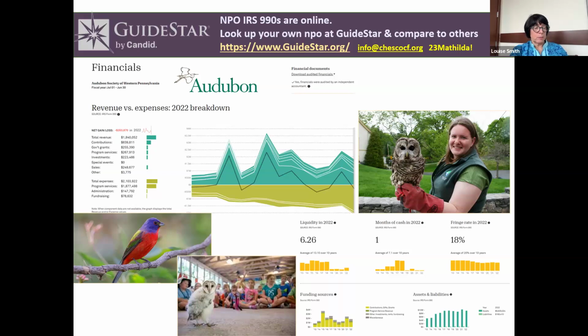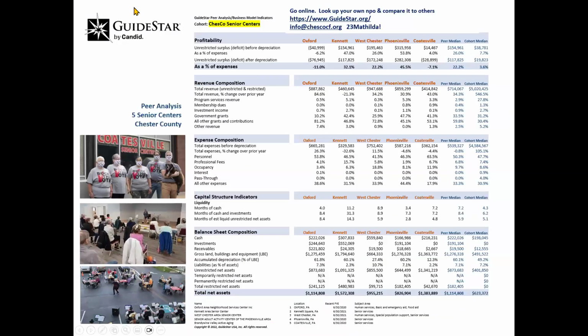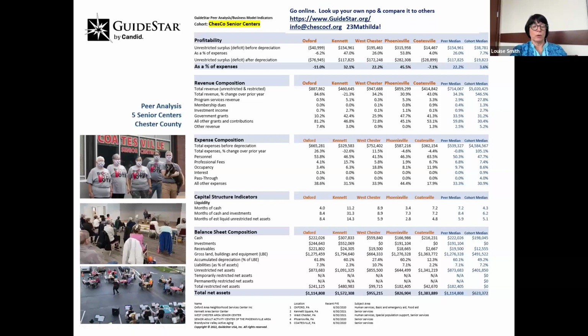And then finally, this last page shows how you can easily compare with your peers. This example is senior centers in Chester County. It just shows you that you can see this information on GuideStar and be able to do some analysis of the financial information with your peers.